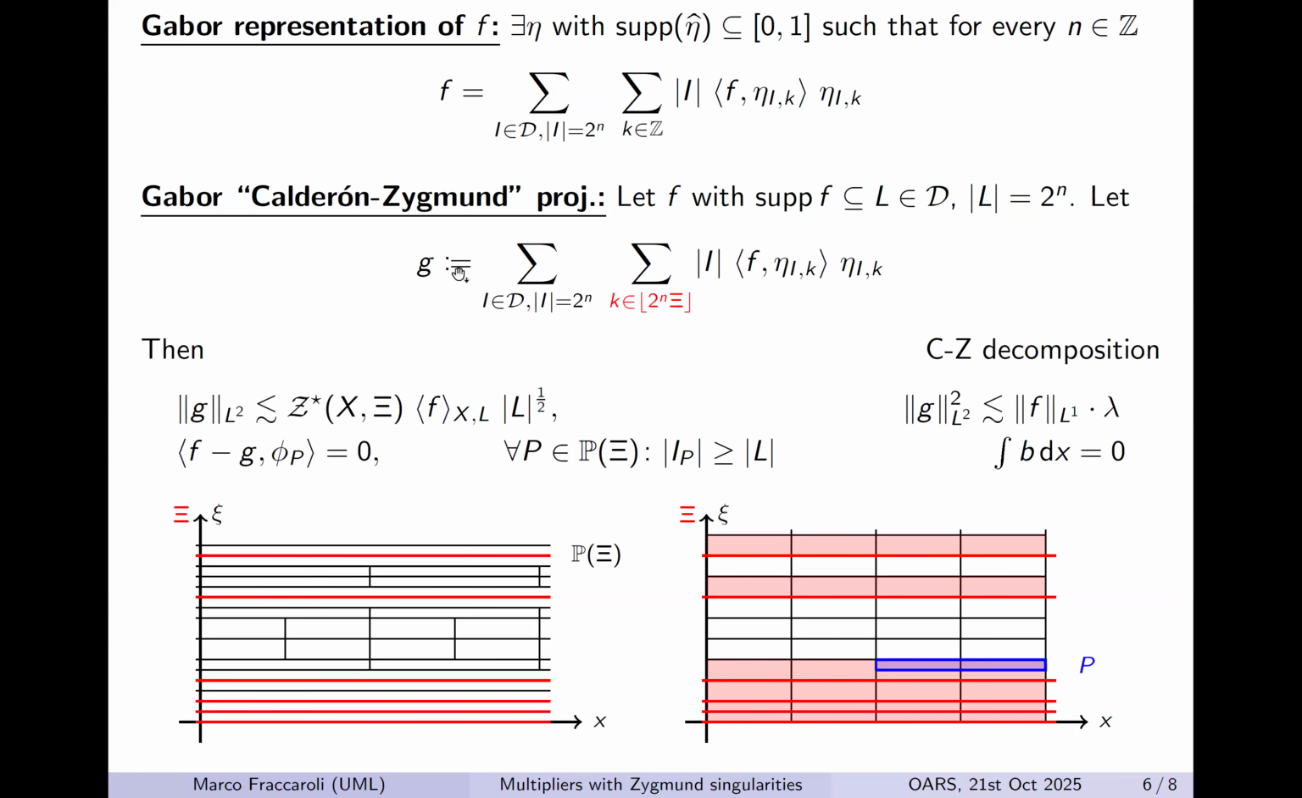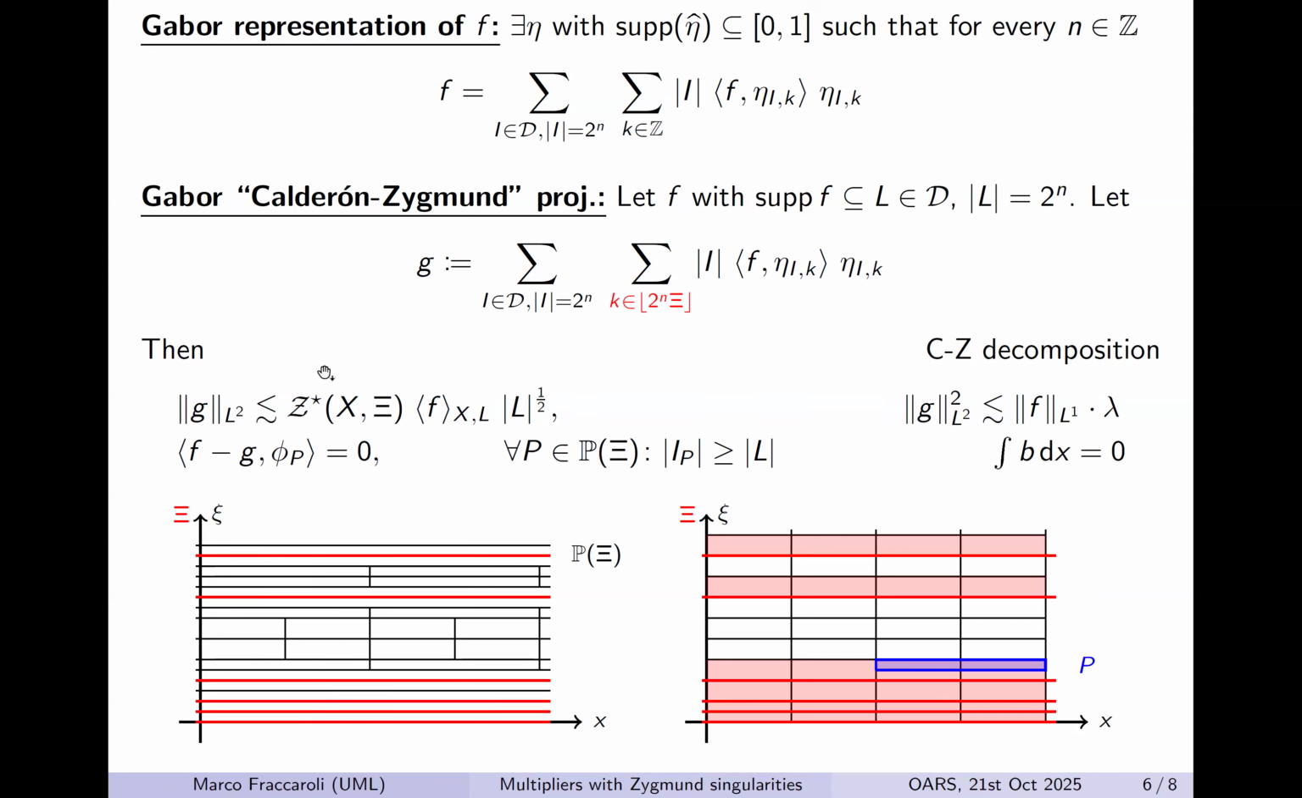Again, this G function is going to have certain properties, which I describe here on the left, and here on the right I recall the similar properties of Calderón-Zygmund decomposition. Let's look at the first one. It tells us that the L2 norm of the function G that we have created is going to be controlled by averages of F through the X norm.